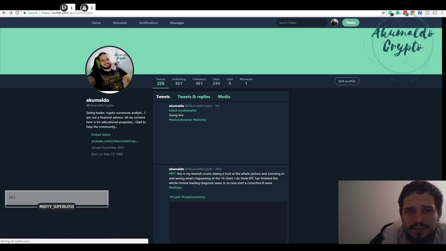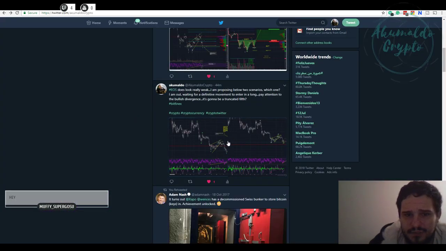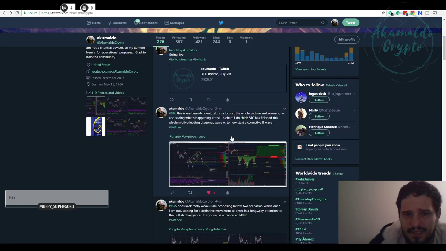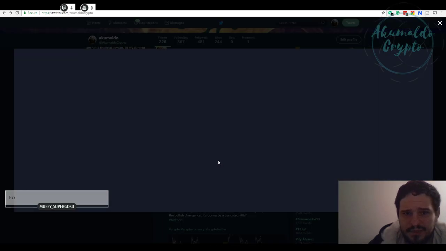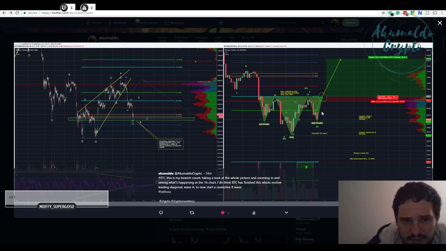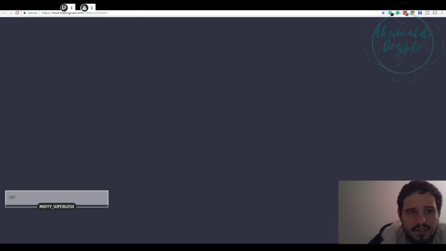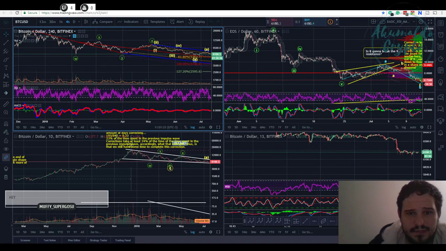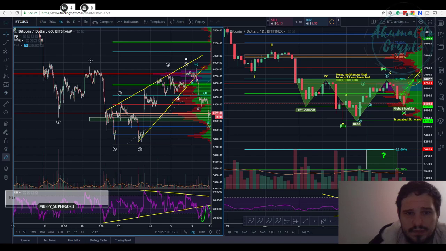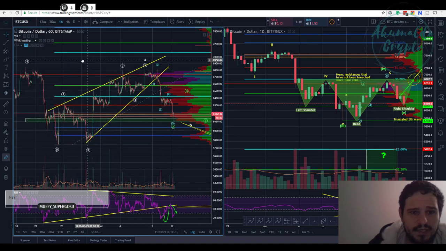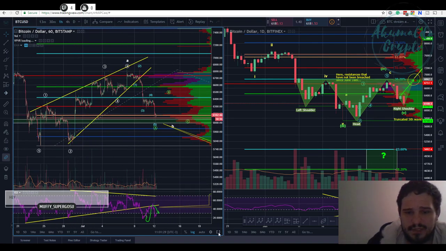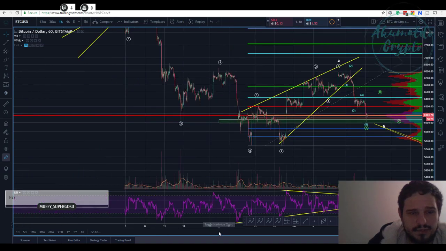On the other hand, if we look at my chart, this is EOS, this is my Twitter handle. This is our Bitcoin chart, this is my bearish count, let's take a look at this. I have my head and shoulders, let's see, where is it? There it is. Let me show this 1 hour chart first.